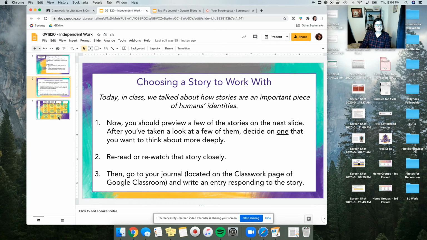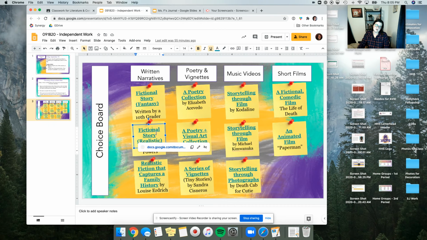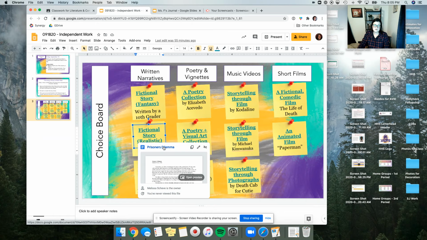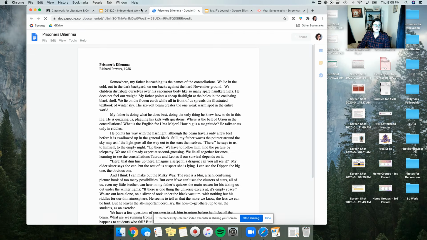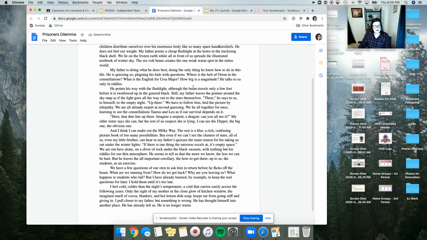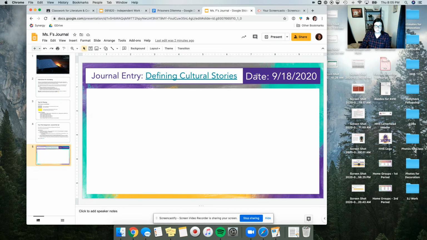So what I'm going to do next is go to my choice board and select my story. I'm the teacher of the class, so I already read all the stories, so I don't need to preview them. I know right off the bat I want to do my journal entry about this fictional story called Prisoner's Dilemma. It's one of my personal favorites, so I'm going to be writing about that today. So I have this up. I'm rereading it. I'm really taking it in depth. Once I've done that, I'm going to go back to my journal and see what it's asking me to do.